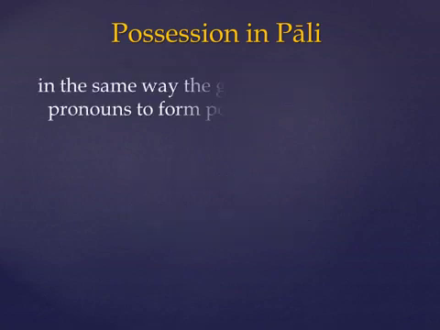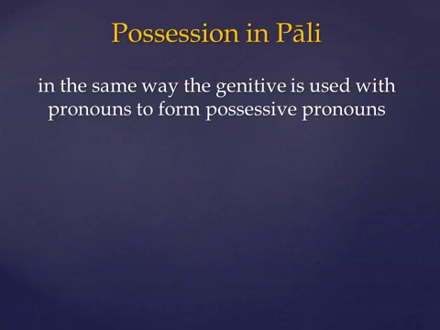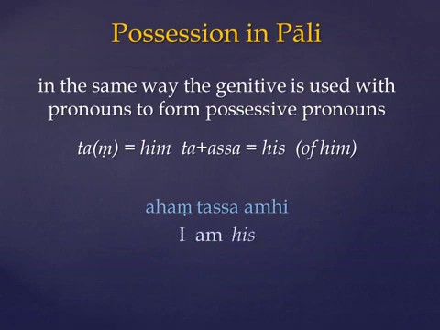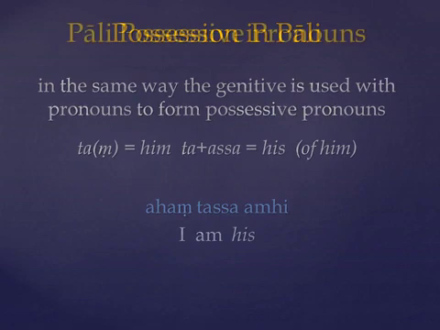Likewise, the genitive case is used with pronouns to form possessive pronouns. So from the stem ta, meaning him, we have tassa, which is his, or literally, of him. So the sentence ahaṃ tassa asmi can be translated I am his, because ta is the third person stem and tassa is the masculine genitive.